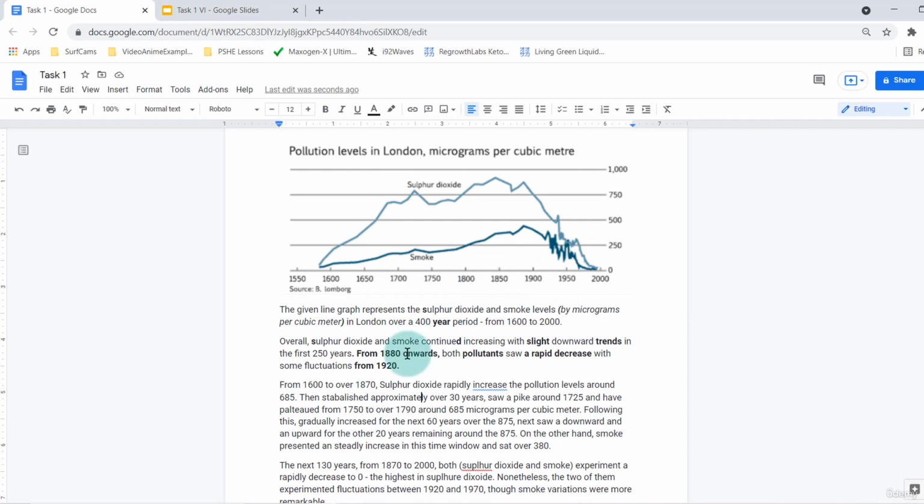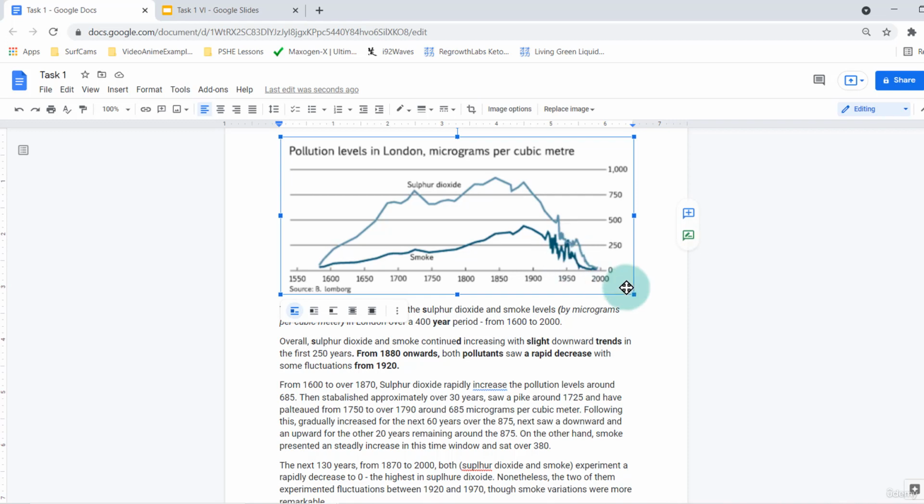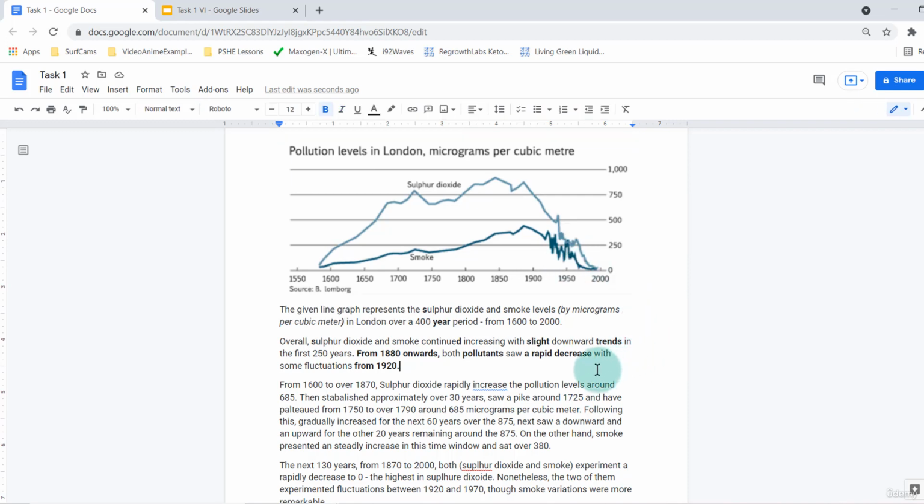Okay, that's good. I think that's a pretty solid overview. It's probably not what I would go for. I would have probably said that sulfur dioxide and smoke follow each other in terms of downward and upward trends throughout the line graph. I probably would have also said that sulfur dioxide is by far the highest pollutant in the air throughout the time span of the line graph. So they're more overview ideas that I would go for. However, this kind of works for me as well. I think that's pretty good.